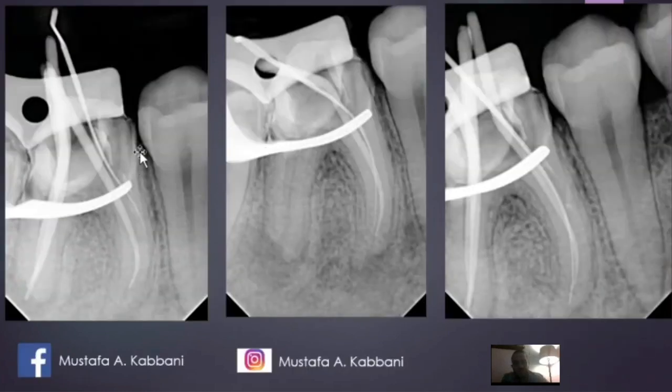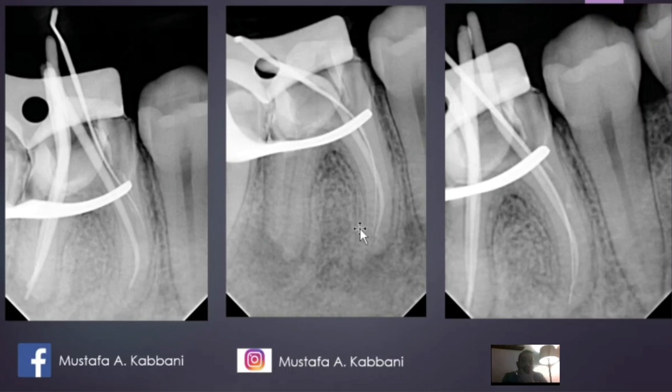Alright, now this is a retreatment case. The case was started by a friend of mine who was trying to do a retreatment for this tooth. She started the retreatment, yet she was not able to negotiate the mesiobuccal canal to the full working length. So she referred the patient to me, and here we can see my management for the case.